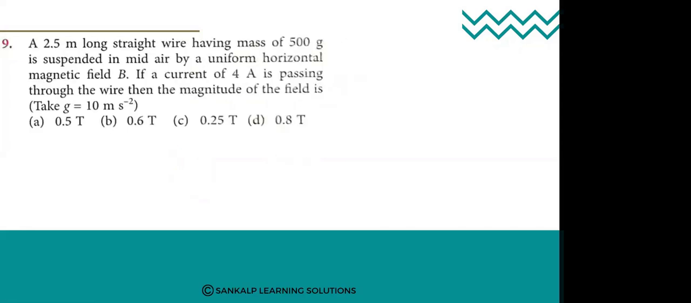See the next question. A 2.5 meter long straight wire having mass of 500 gram is suspended in mid-air by a uniform horizontal magnetic field B. If a current of 4 ampere is passing through the wire, then the magnitude of the field is. You can calculate this. It is again a wire suspended in mid-air. You can try this one.